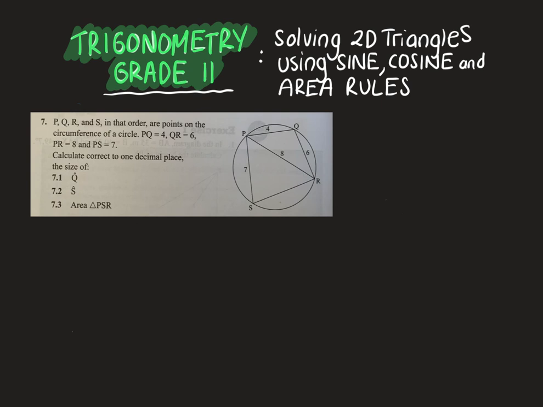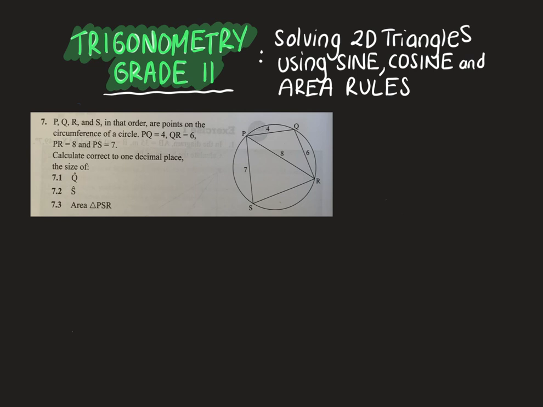So PQ equals 4, QR equals 6, PR equals 8, and PS equals 7. All my information is being represented on my drawing. Just a little hint, guys, sometimes they don't put everything on your drawing, so it makes sense to read your question thoroughly, to make sure that all the information has been represented on your drawing. If it isn't, you put it in.